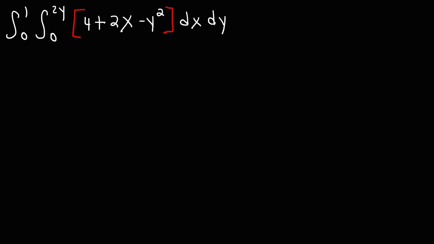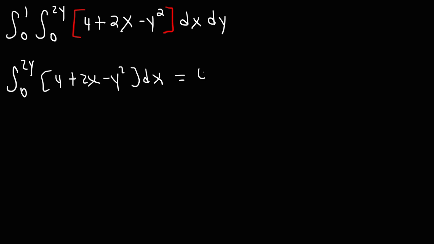Now let's move on to our next problem. Go ahead and calculate the value of this integral. So let's start with this expression, the integral from 0 to 2y of 4 plus 2x minus y squared dx. So we're going to integrate with respect to x first. The antiderivative of 4 is going to be 4x, and for x it's x squared over 2. Y squared will be treated as a constant, so we're just going to add an x to that.